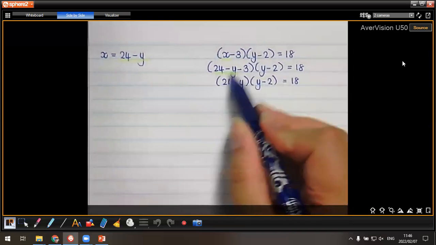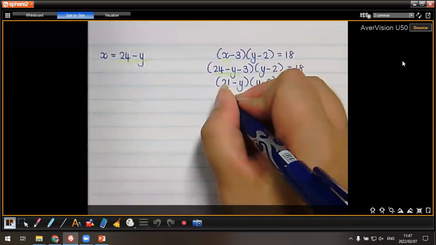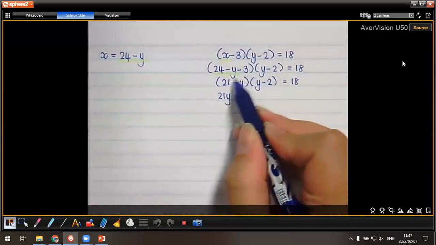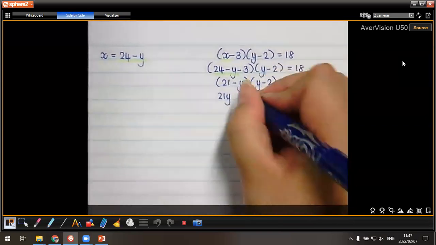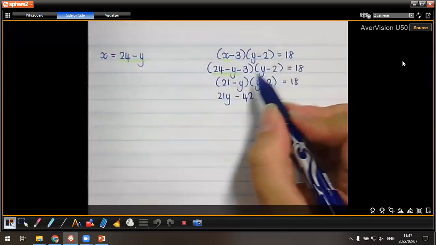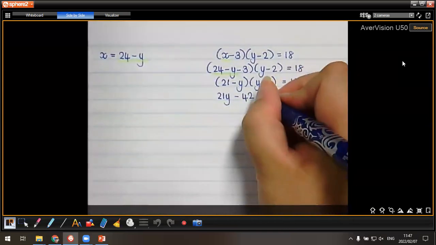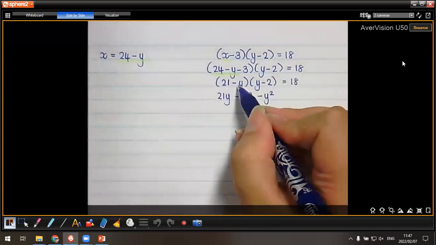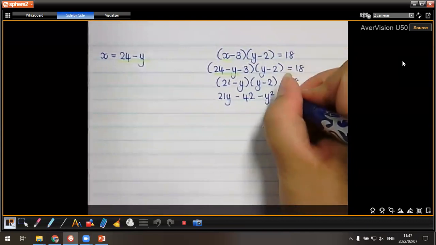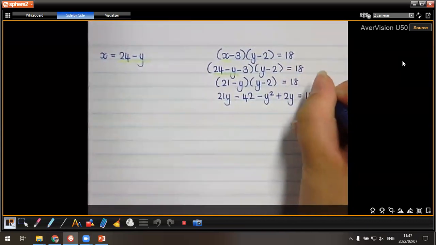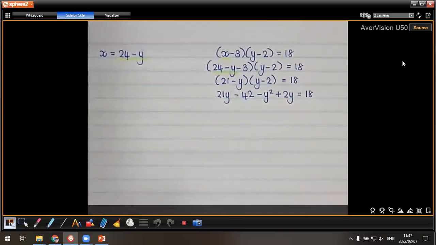So we're going to FOIL. 21 times y is 21y. Outers, 21 times negative 2, negative 42. Then we have negative y times y is negative y squared. Then we have negative y times negative 2 is positive 2y, and that was equal to 18.